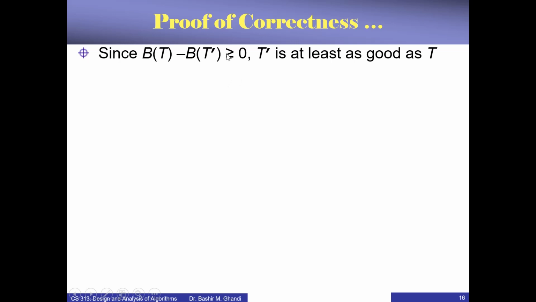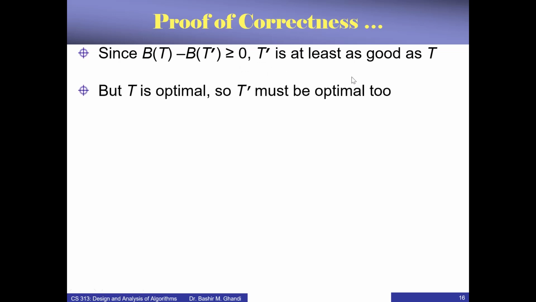Basically what it means is that this is actually equal. So we are saying T prime is at least as good as T, because if we subtract its cost from the cost of T, we're not going to get a negative number. It's either 0 or a positive number. So our modified tree T prime is at least as good as the original. But T is optimal, and therefore T prime must also be optimal, since it is as good as T. All right?